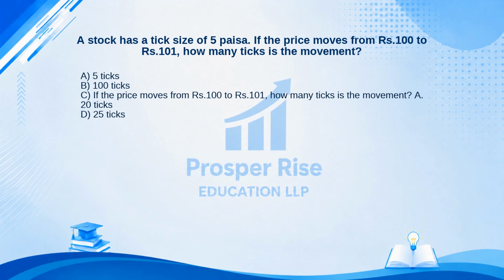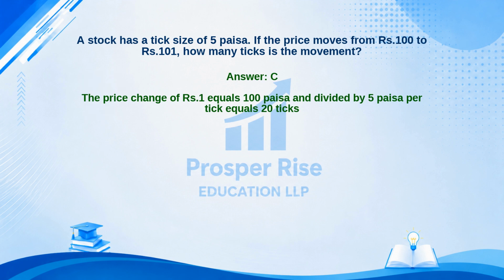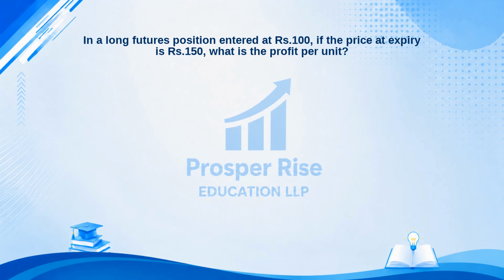The correct answer is option C. Let's see why. The price change of rupees 1 equals 100 paisa, and divided by 5 paisa per tick equals 20 ticks. Test your knowledge with this one.